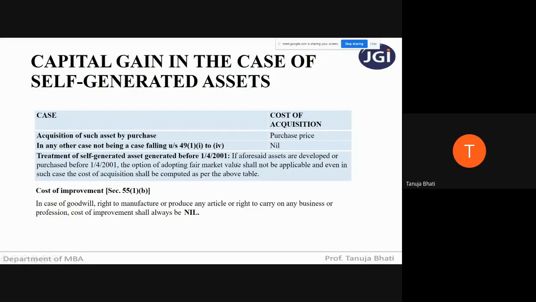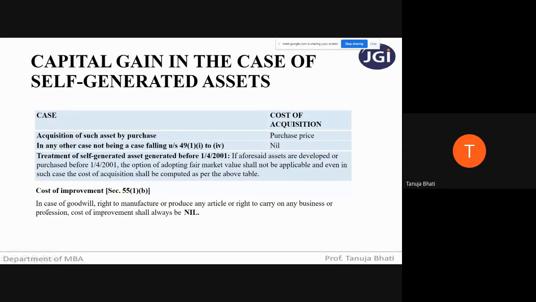Next. Treatment of self-generated asset generated before 1/4/2001. Already we have done this in the provision where any asset that is acquired before 1/4/2001, you have to adopt the fair market value or the cost of acquisition, whichever is higher. But in this case, if the aforesaid assets, aforesaid means which I told, goodwill of the business, tenancy rights, trademarks, brand names, if those assets are developed or purchased before 1/4/2001, the option of adopting fair market value shall not be applicable, and even in such case, the cost of acquisition shall be computed as per the above table. Above table means that it is going to be nil.